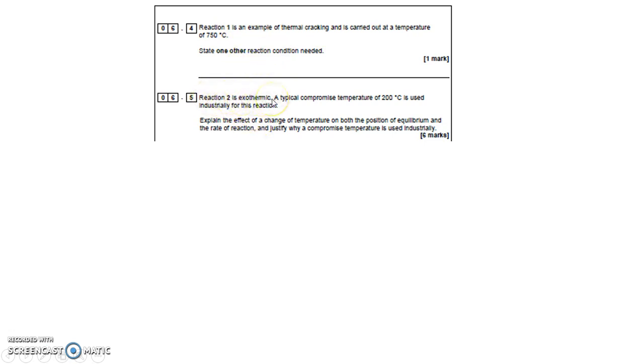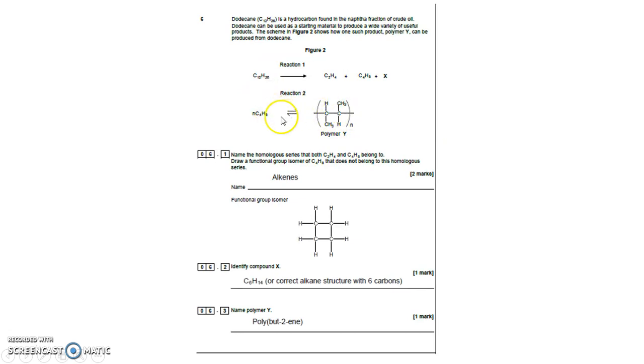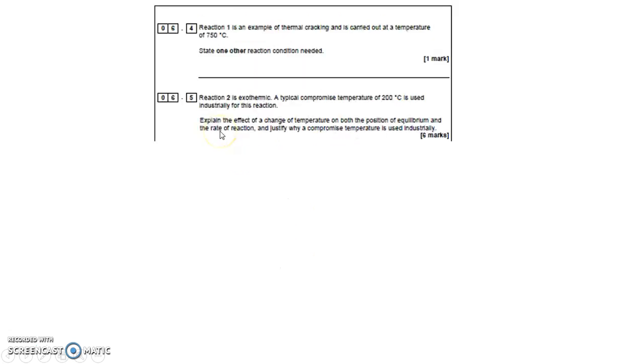Reaction 2 is exothermic. It gives out heat. When I say it's exothermic, it gives out heat when I turn the left-hand reactants into the right-hand products. It gives out heat from left to right. When it goes right to left, it's endothermic. It's going to take in heat. Exothermic that way, endothermic that way. A typical compromised temperature of 200 degrees C is used.